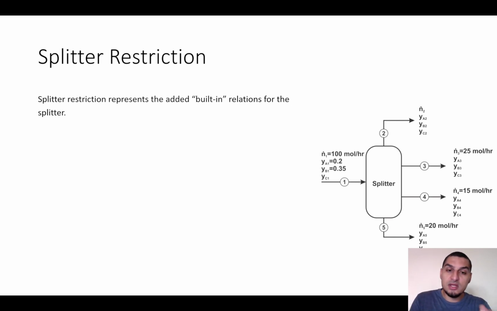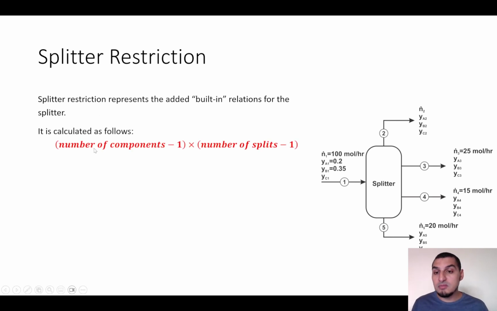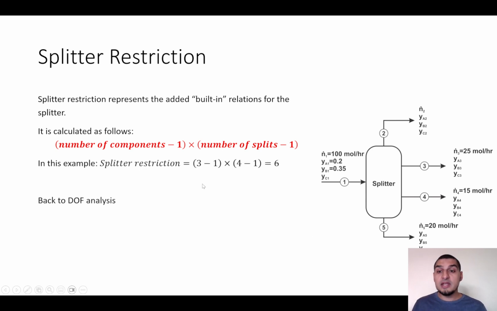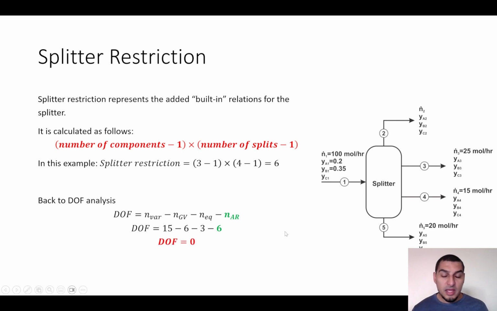So it takes into account that the compositions are equal, and it's calculated as follows: number of components minus 1 multiplied by number of splits minus 1. So we have 3 components and we have 4 splits, so it's going to be 3 minus 1 times 4 minus 1 equals 6. And now when we do the degrees of freedom analysis, we add this built-in additional relation, which is the split restriction, and the degrees of freedom is 0. So it's as simple as this.